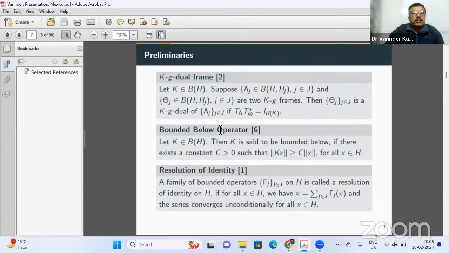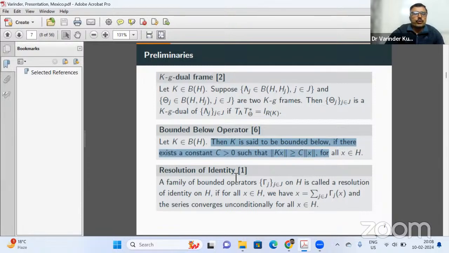All right. Then we have bounded below operators. Generally, when we talk about bounded operators, they are always taken to be bounded above. So we are going to consider the bounded below property also. An operator K is said to be a bounded below operator if there exists a constant C such that the norm of Kx is always greater than or equal to C times the norm of x.